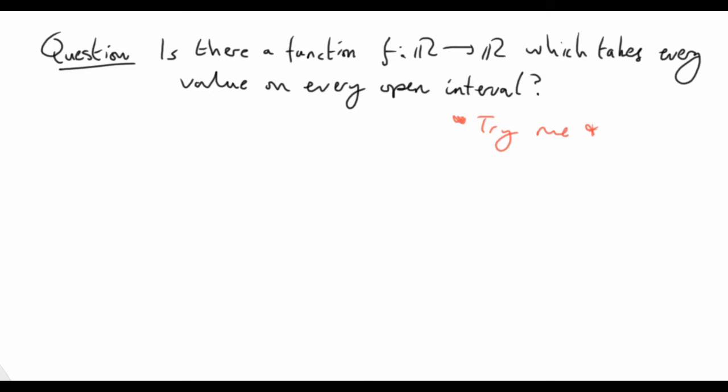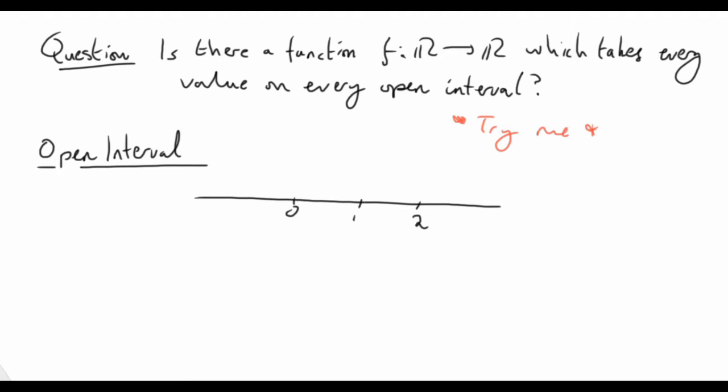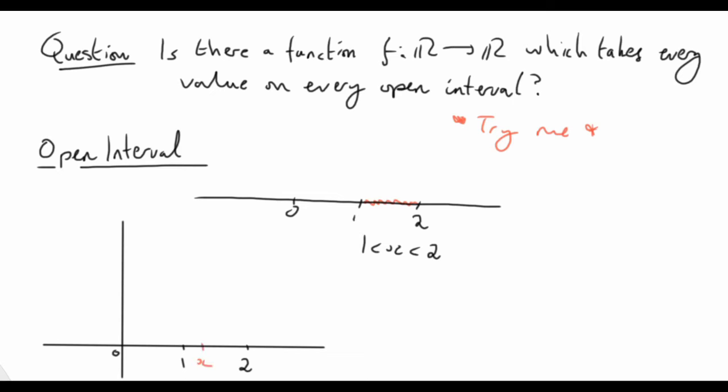An open interval is a block of numbers on the number line. For example, numbers between 1 and 2, not including the endpoints. We're asked to find a function which takes every single real value on every such block. So for example, between 1 and 2, there should be some x such that f of x is equal to 17. And another x which is such that f of x is equal to pi, or the square root of 3, or 10 million. That sounds tricky, but in fact it's not too hard to do for one single interval.